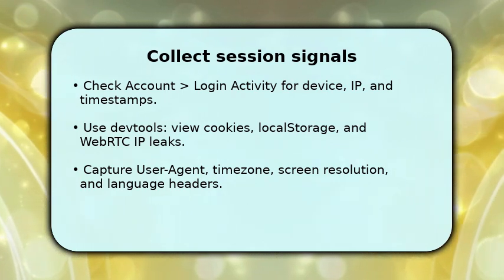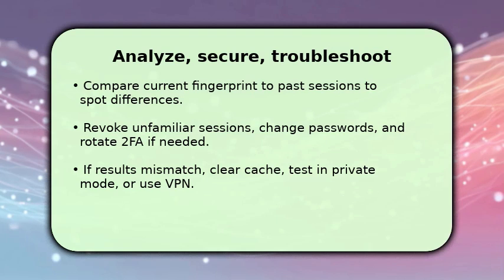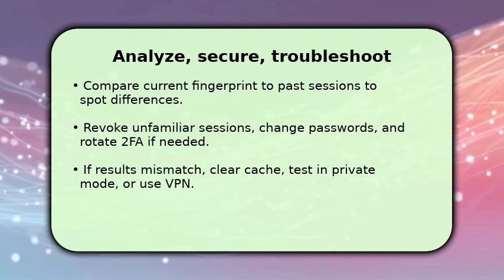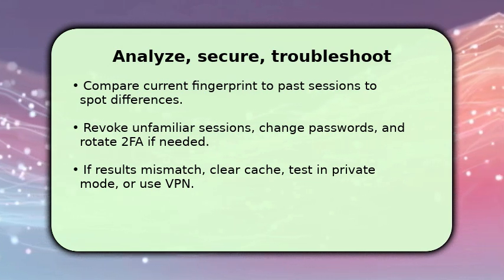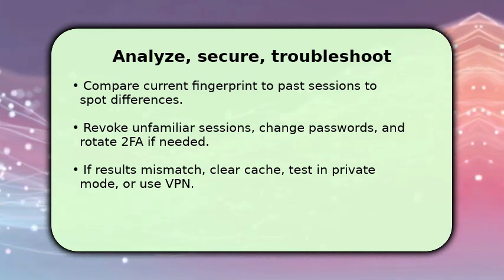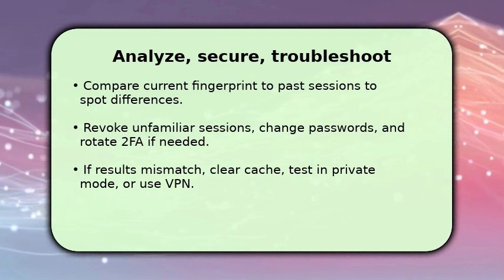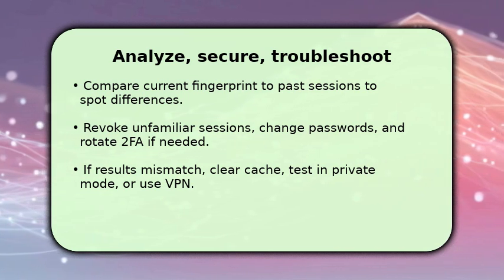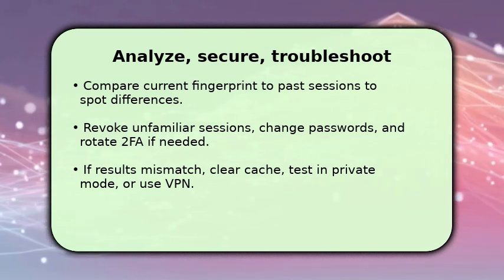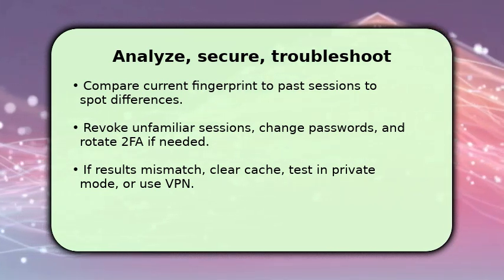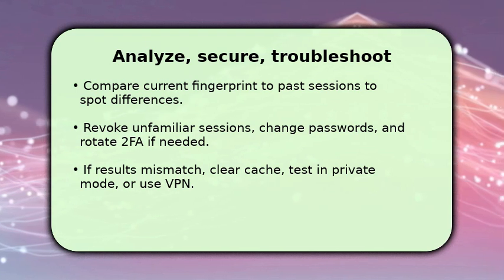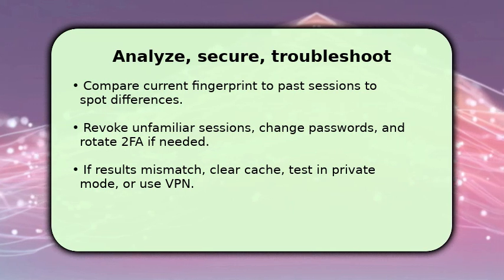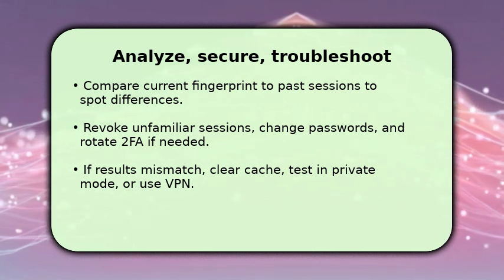Finally, analyze the collected data. Compare the current fingerprint against previous sessions to find discrepancies in IP, user agent, or stored tokens. If you see unfamiliar entries, revoke those sessions immediately, change your password, and rotate two-factor methods. Make sure to document what changed and why so you can monitor future access. If your tests show inconsistent results, clear cache, retry in a private window, or test through a trusted VPN. These steps resolve many false positives and confirm real threats.